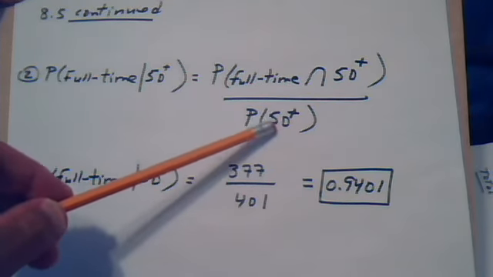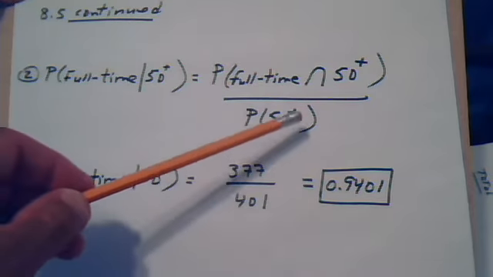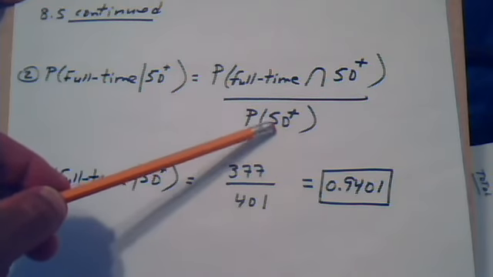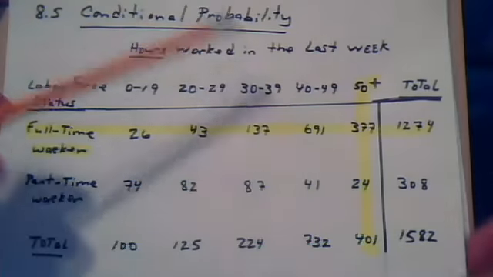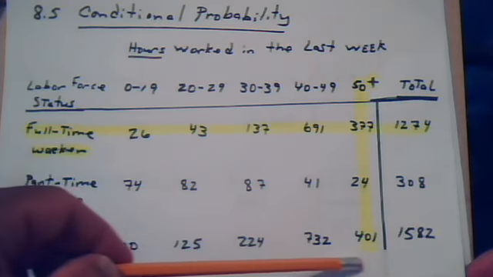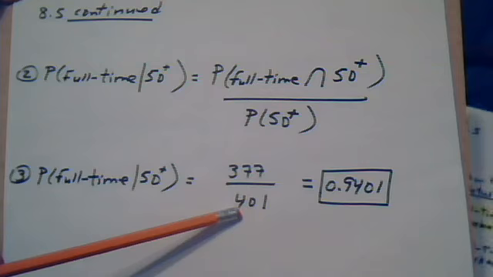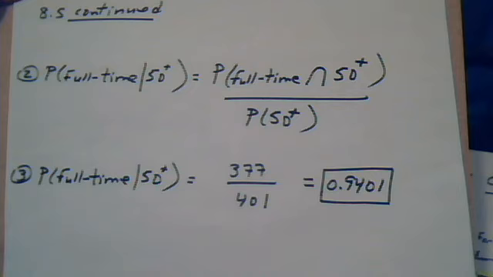Where are we going to find the number for this? Well, this one just has one piece of information. This one had two pieces of information. This one just has one. So go to the 50 or more and find the total for that and take that number. So here's the 50 or more. Take the total. So it's 401. So you put it here. Now divide these two, and it gives you a probability of 0.9401. So the probability of being full-time, given that the worker is working 50 or more hours, is 0.9401.